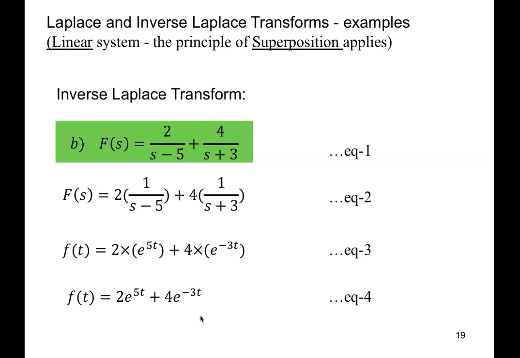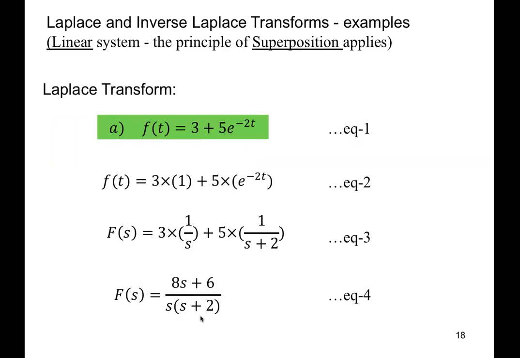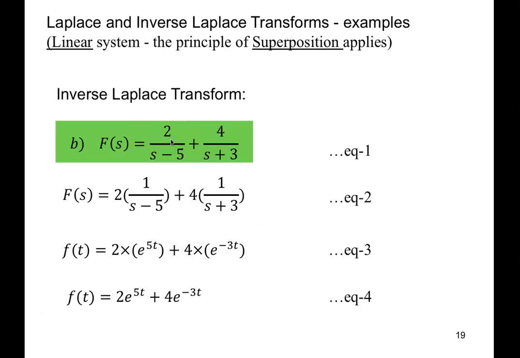Let's try another example: the inverse Laplace transform. This goes the other way, because, as I said earlier, for the same signal we can represent it in the time domain, f(t), and also in the frequency domain. In the previous example, I converted f(t) into F(s). But if I have F(s), I can convert that back to f(t). That's called the inverse Laplace transform.